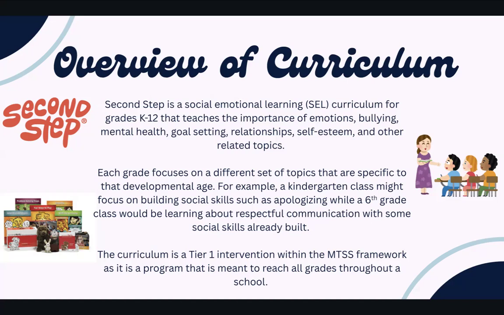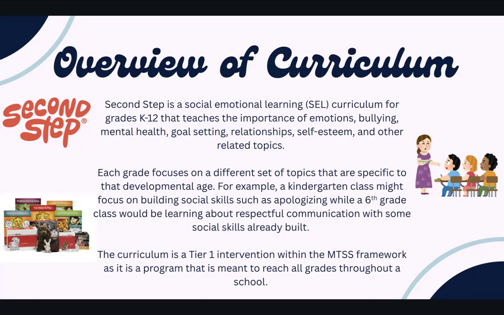Each grade focuses on a different set of topics that are specific to that developmental age, as evidenced by Kohlberg's theory of moral development, which is broken down into three different levels. The first is pre-conventional morality, which is ages 0 to 9 and includes stage 1, obedience and punishment, followed by stage 2, individualism and exchange. Then there's the second level, conventional morality, which includes early adolescence to adulthood and includes stage 3, developing good interpersonal relationships, and stage 4, maintaining social order. Lastly, there's post-conventional morality, which includes some adults and has stage 5, social contract and individual rights, and stage 6, universal principles.